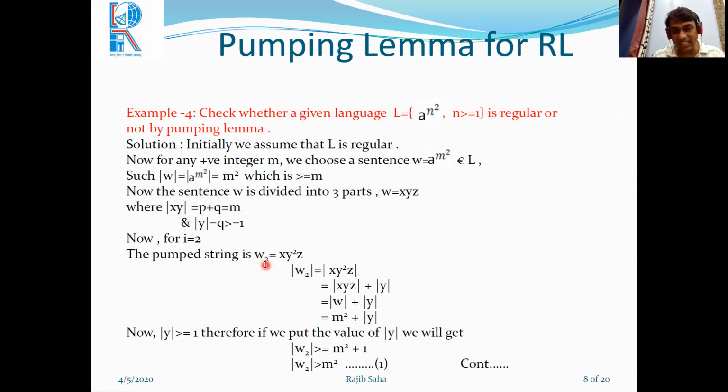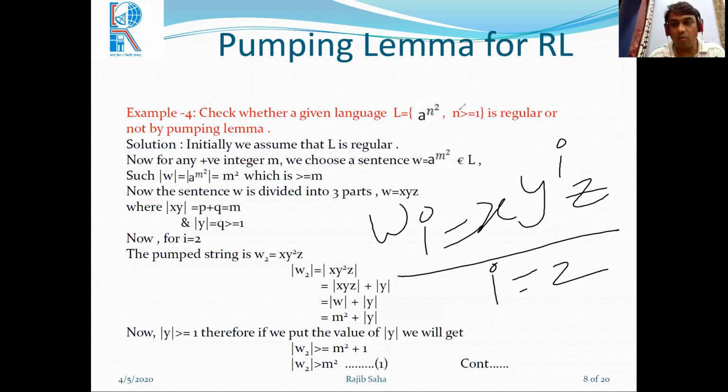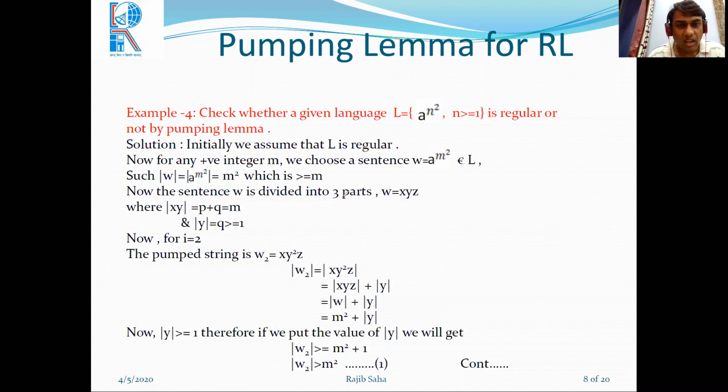As you can recall, the pumped string is wi equal to x y to the power i z. So here, as i equals 2, w2 equals x y to the power i z. Clear? Now you can see w2 equals x y square z. Mod of x y square z can be divided into two parts: the first part is mod of x y z, and another part is mod of y. Mod of w, as we are considering three parts, w is equal to x y z. So mod of x y z can be replaced by mod of w, and mod of w is definitely m square, as we have written previously.